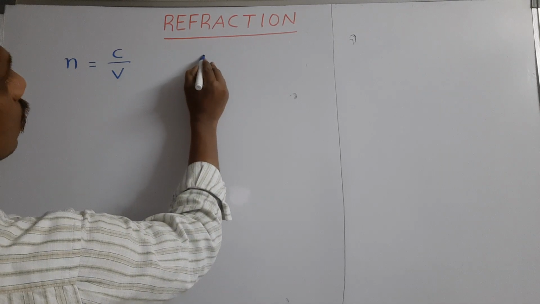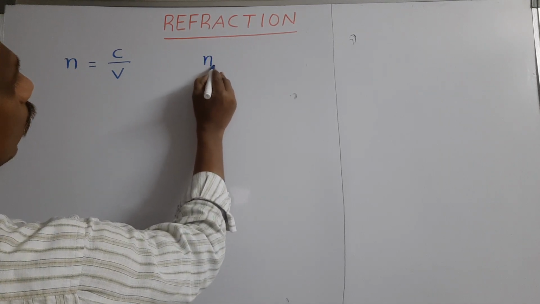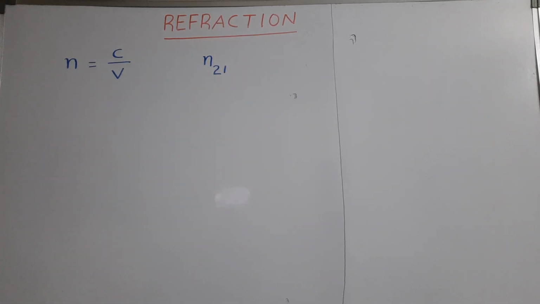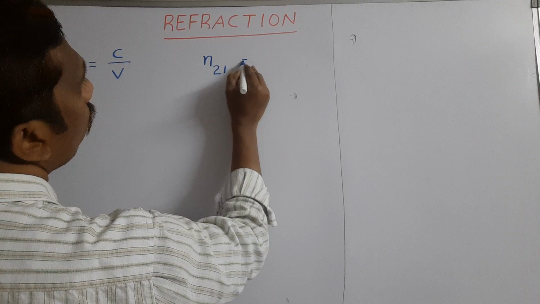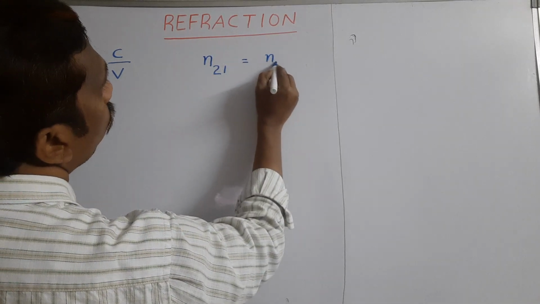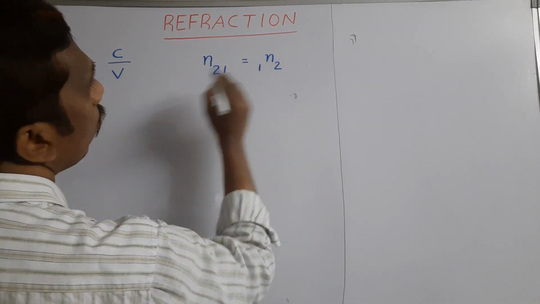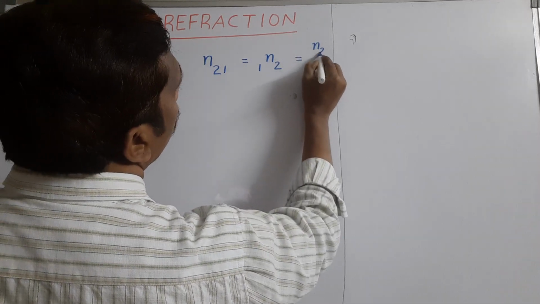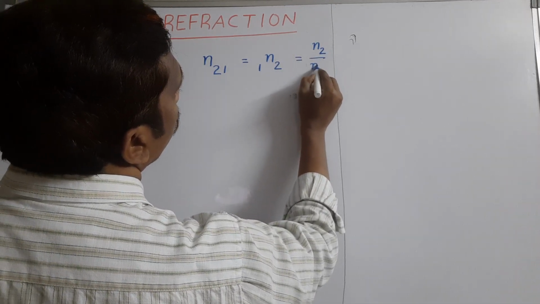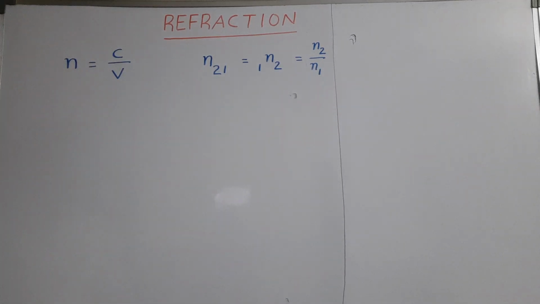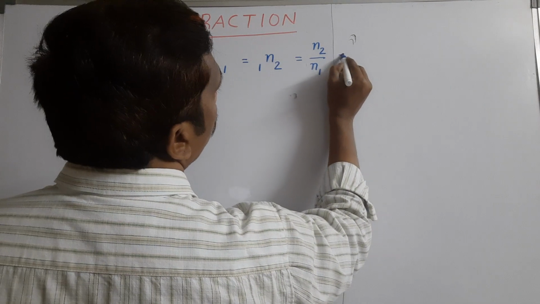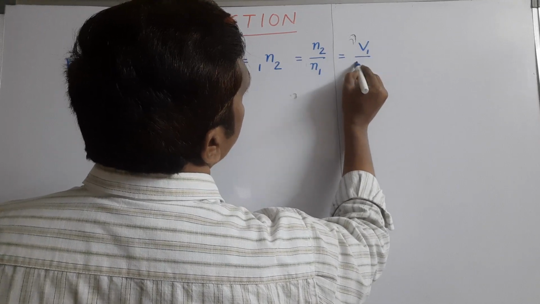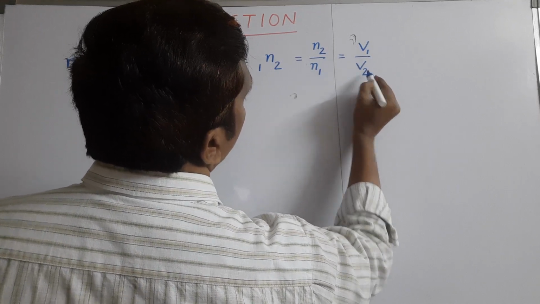Relative refractive index we can write like this: refractive index of second medium with respect to first medium, or we can also write n21. Refractive index of second medium with respect to first medium is equal to n2 by n1. That is equal to speed of light in first medium divided by speed of light in second medium.